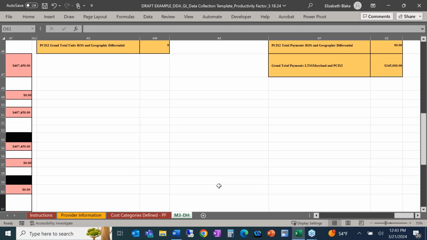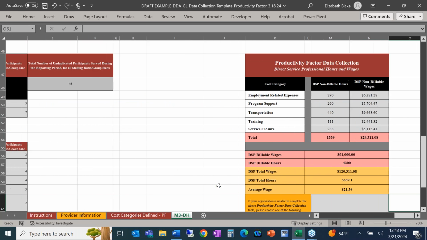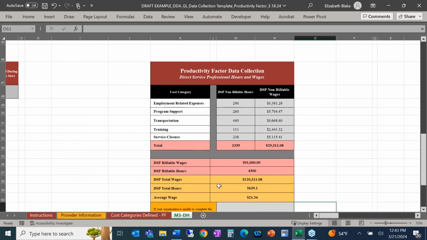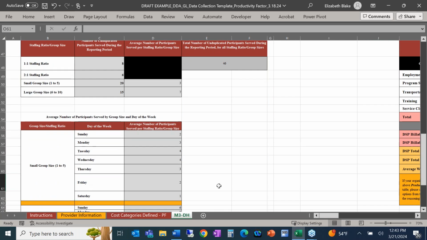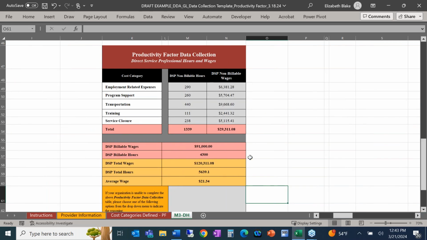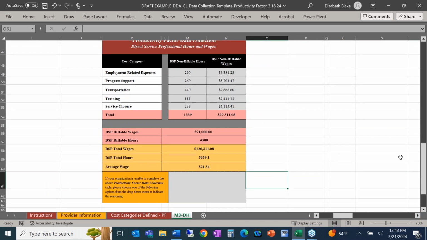And then again, as you're moving through each of the tabs in your actual template, just a reminder too, once you scroll past that, go to the beginning of the sheet and look to see what information we are requiring you to enter here. So this is going to be unique, depending on the tab you are in. But that is the end of our example template.